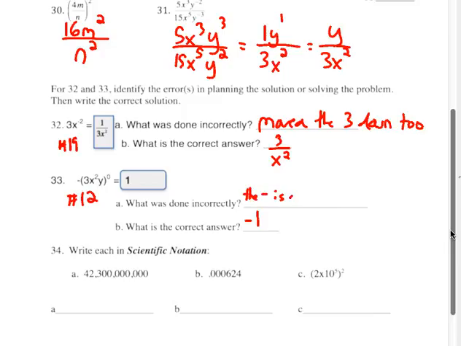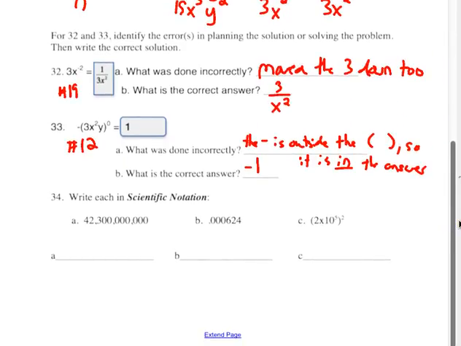The negative is outside the parentheses, so it is in the answer. All right. So you will have two questions. You just have to discuss the errors made and then give me the correct answer.